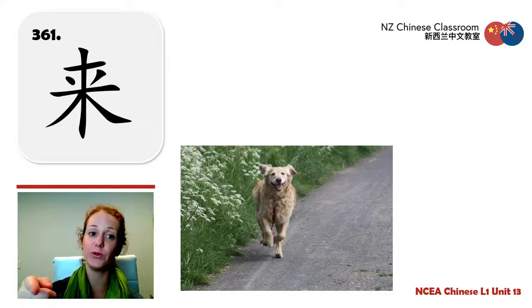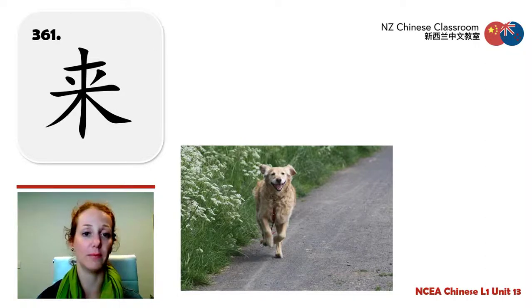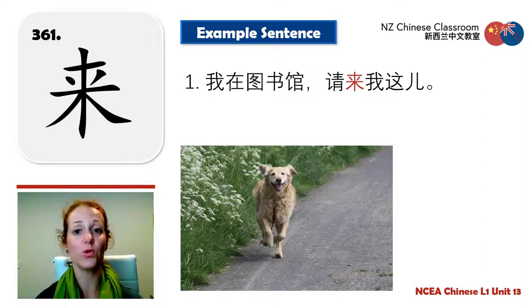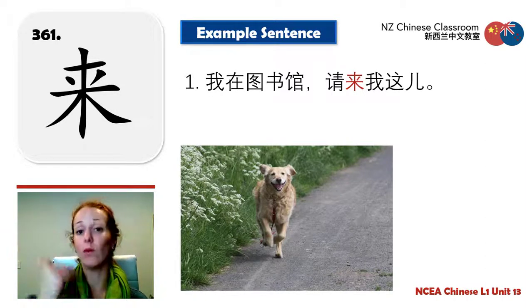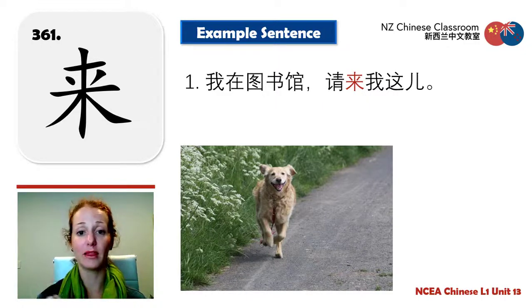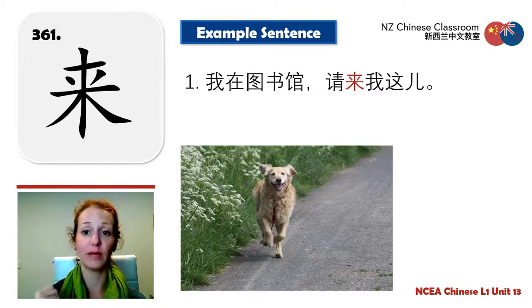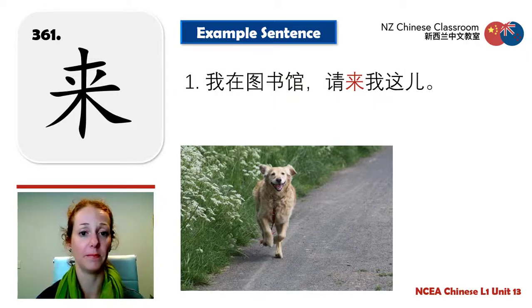Opposite is 去. So 来, to come. 我在图书馆，请来我这. I'm at the library. Please come to me here. 来我这, where I am. Come to me here.